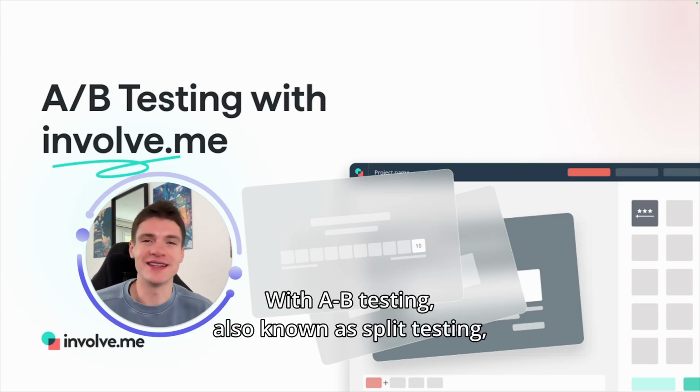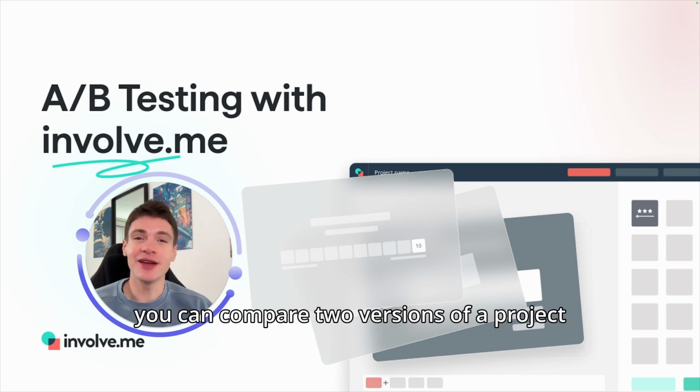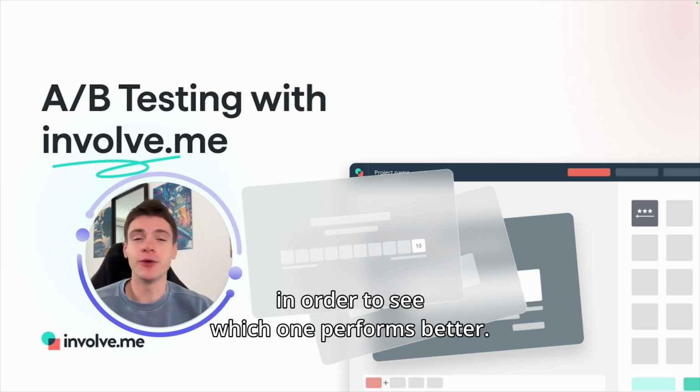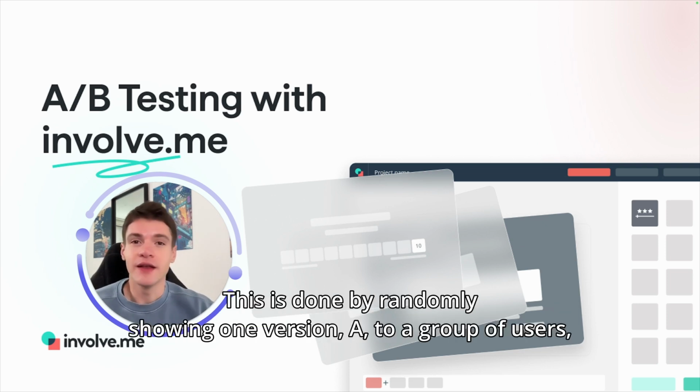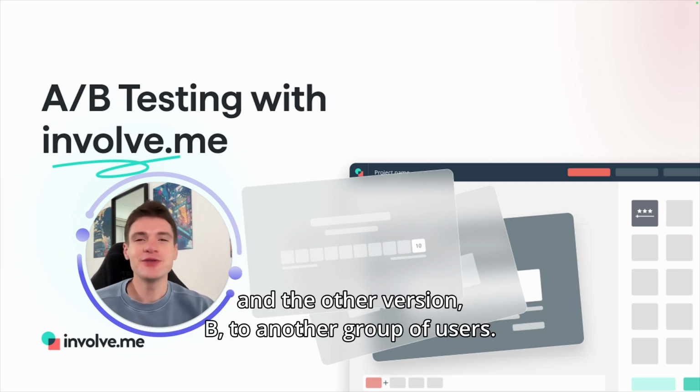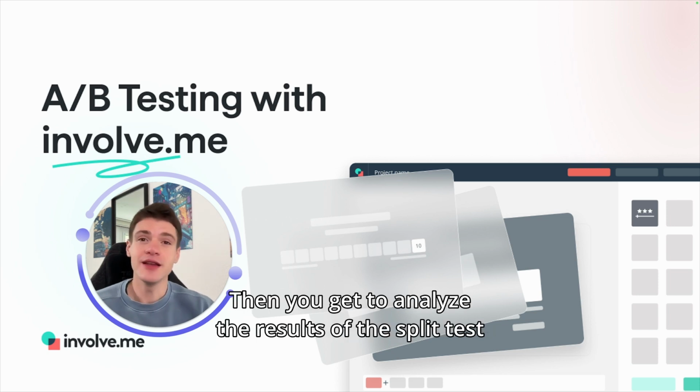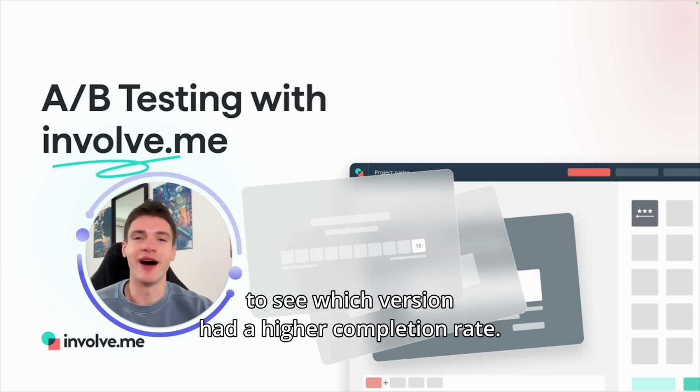With A/B testing, also known as split testing, you can compare two versions of a project in order to see which one performs better. This is done by randomly showing one version, A, to a group of users and the other version, B, to another group of users. Then, you get to analyze the results of the split test to see which version had a higher completion rate.